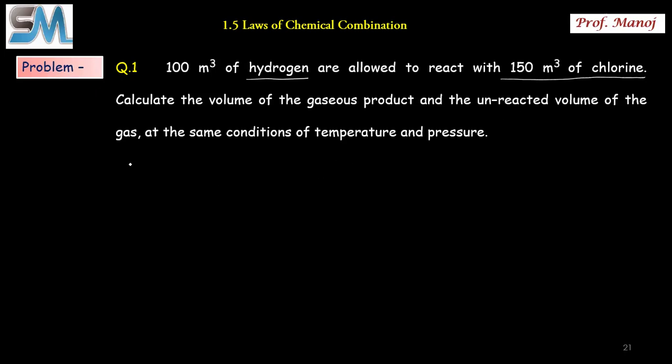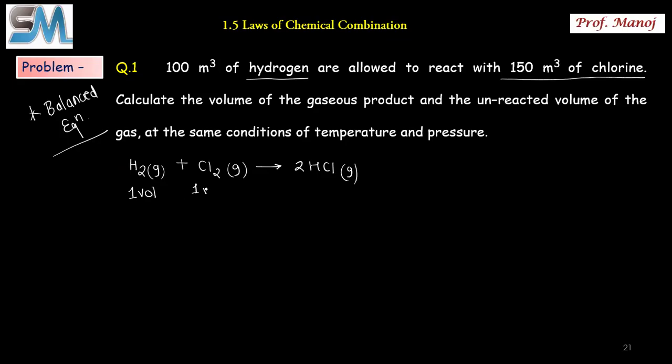First job is to write the equation. Hydrogen gas is combining with chlorine gas to produce 2HCl. A very important thing over here is you must have a properly balanced equation, without which we cannot solve the problem. How much are the volumes given in the equation? 1 volume, 1 volume, and 2 volumes. How much have they given us? 100 meter cube of hydrogen, 150 meter cube of chlorine.